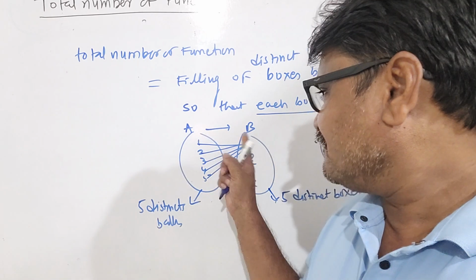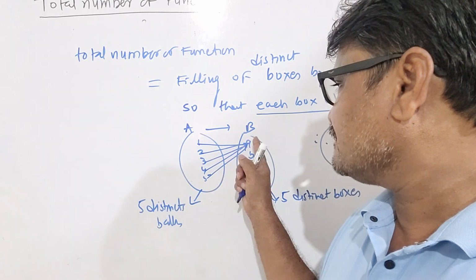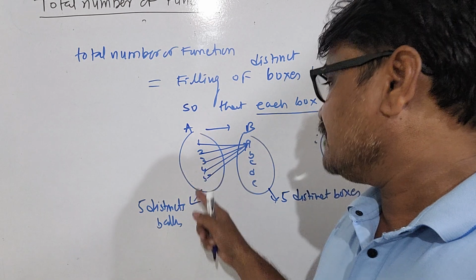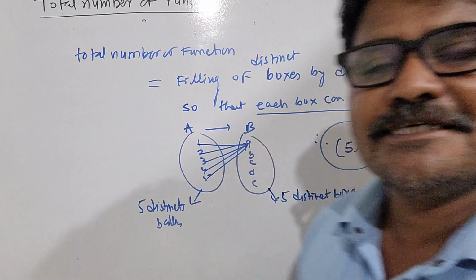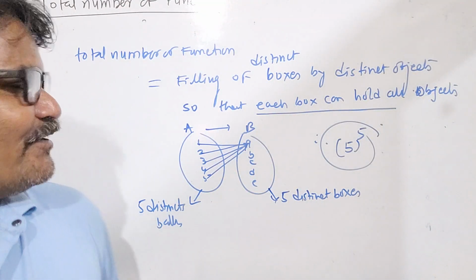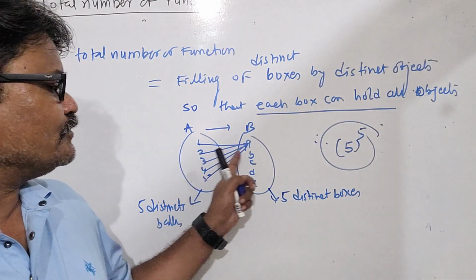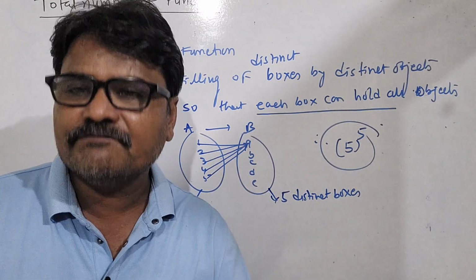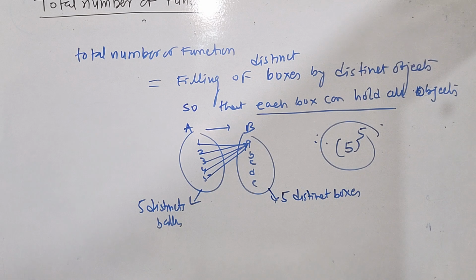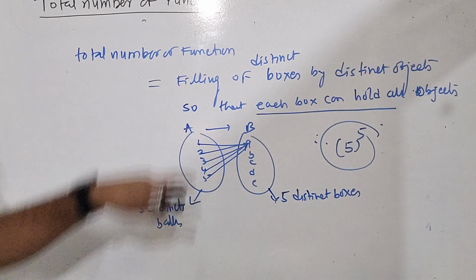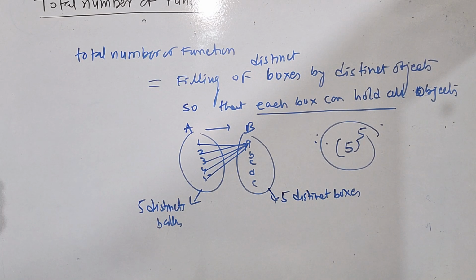So one way of calculating the function, that is the rule which defines that all 1, 2, 3, 4, 5 balls go to the box A, and all 1, 2, 3, 4, 5 go to the box B, is another function, and like that. Correct? So therefore here you can say that the total number of functions from set A to the set B is equivalent to filling of distinct boxes by distinct objects so that each box can hold all the objects.